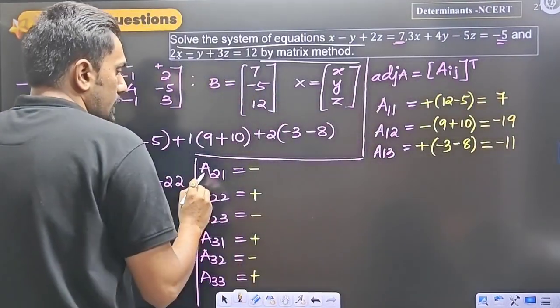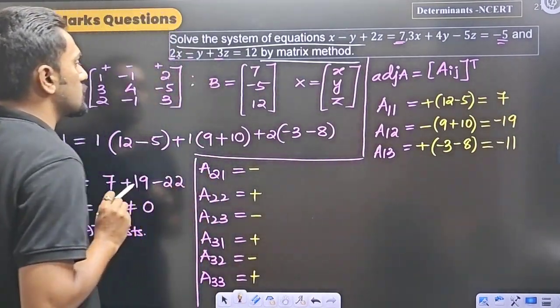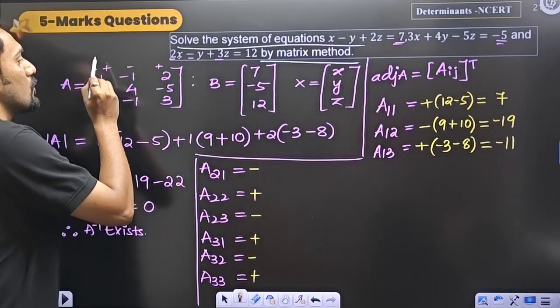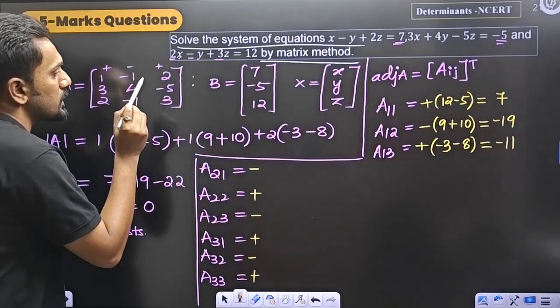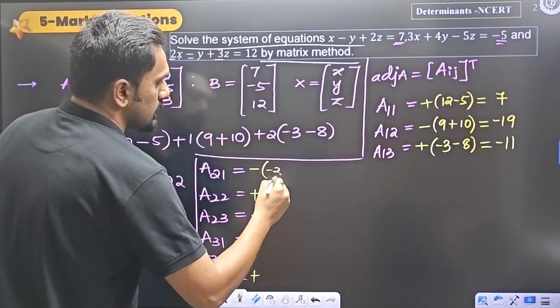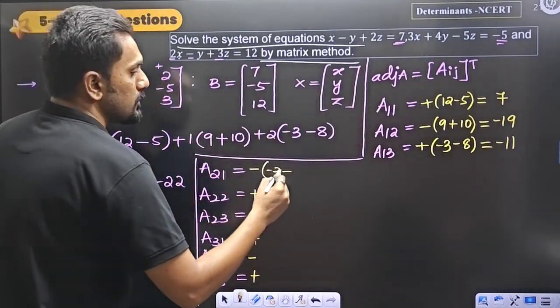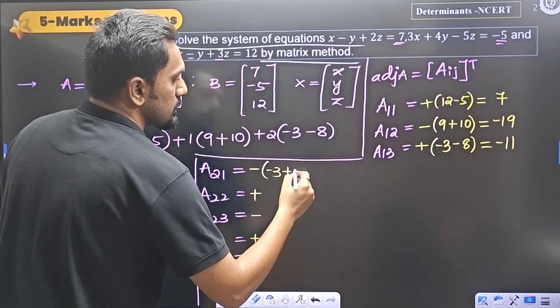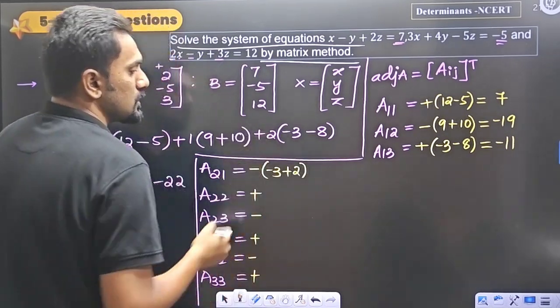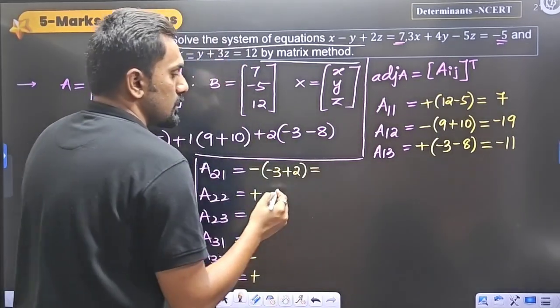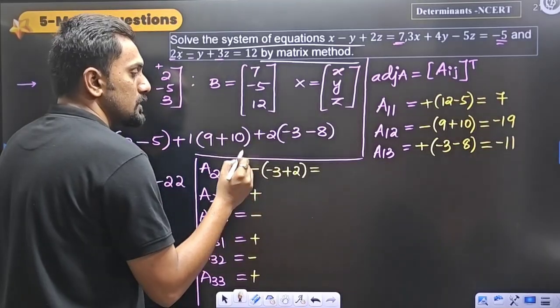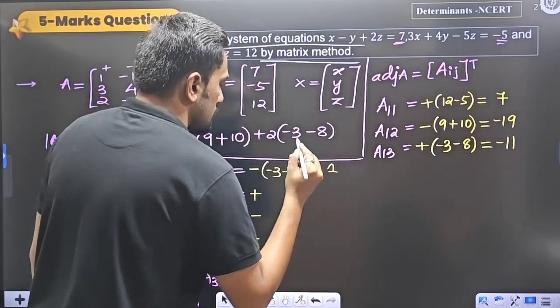Next, A21, that means delete the second row first column. Minus 1 into 3 is minus 3. Next, minus 1 into 2 will be minus 2. That minus into this minus will be plus 2. So see what the answer is here, minus 1 comes, minus into minus will be plus 1.